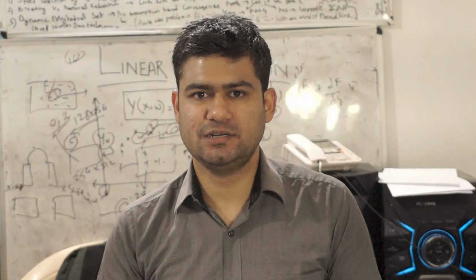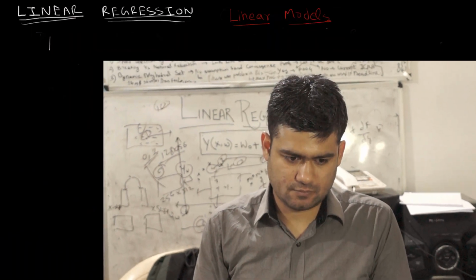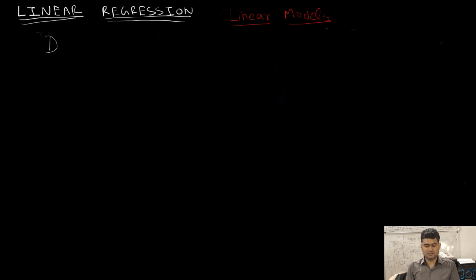So far we have learned that in supervised machine learning, we have a data set D, which is a set of m data points, xj and yj, where j goes from 1 to m, where each of the xj is an n-dimensional real vector, and each of the yj is a real scalar.